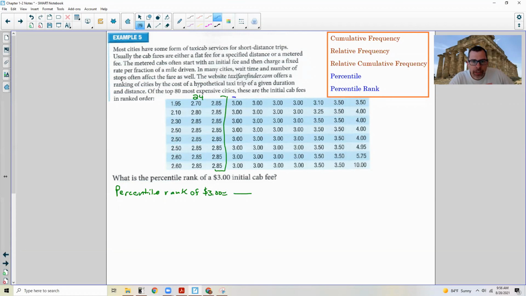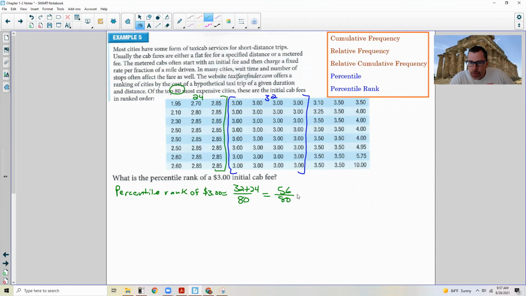I now want to look at how many are at $3. So that's all of these, because here's 3.10. So we have 1, 2, 3, 4 columns of 8, which is 32. So my answer to this problem is the number at or below, out of the total. So that would be 56 out of 80.